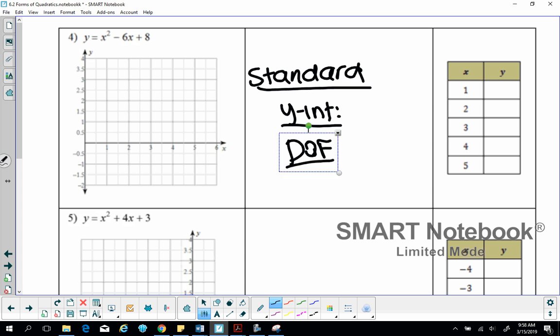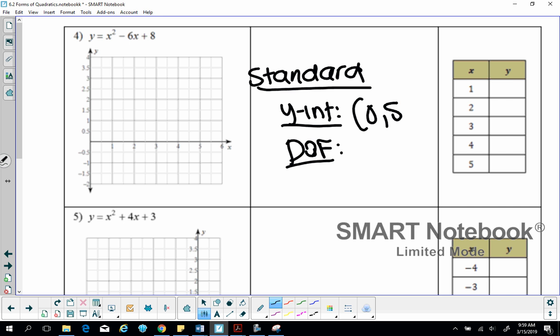Who can raise their hand for a brain buck and tell me the y-intercept of this? Remember, 4 get you extra bathroom passes. Keandra. Beautiful. 0, 8. Because you know it's your C right here. Is this a direction of facing? Is it up or down? Up. Why? Because our A is, what's the invisible number right here? 1. And so since it's 1, it's positive.